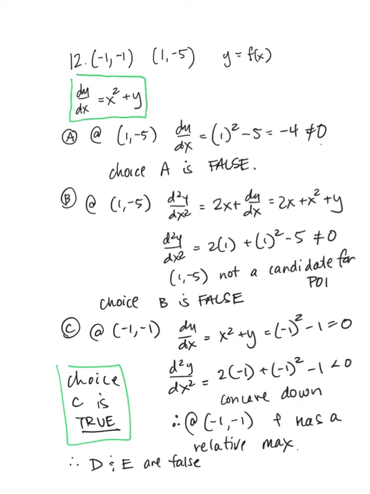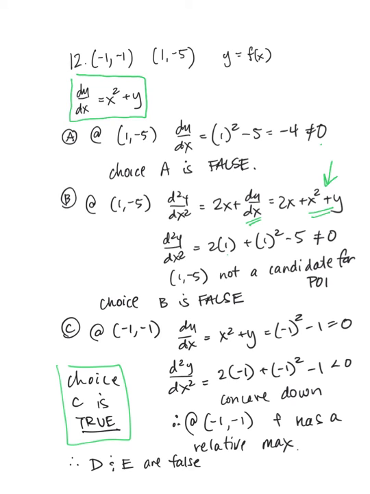In choice B, it talks about a point of inflection, so I've got to find the second derivative. I did the work here for the second derivative. Remember, I plugged the original dy/dx into the dy/dx in the second derivative. Again, I plug in the point (1, -5). I don't get 0, and therefore (1, -5) is not a candidate for a point of inflection, and choice B is also false.